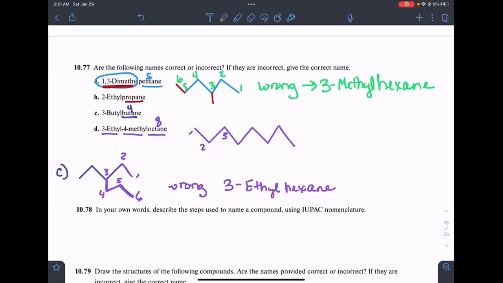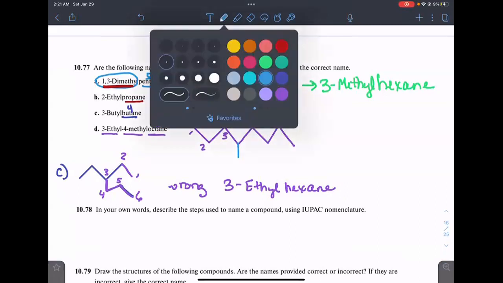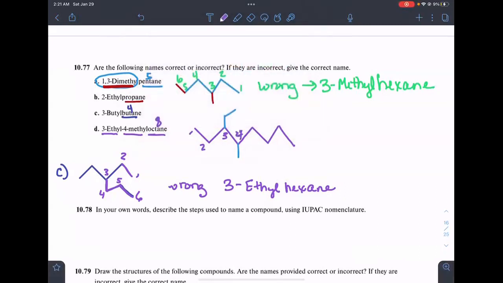Oh, I was going to do a different color. An ethyl. So that's 2 carbons. And then carbon 4, I'm going to have a methyl. So this was carbon 4. So the question is, can we number this differently to get a longer chain? And if you look, let's do a different color.